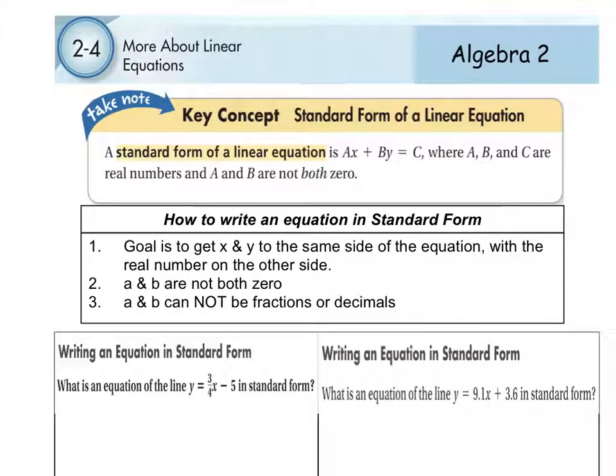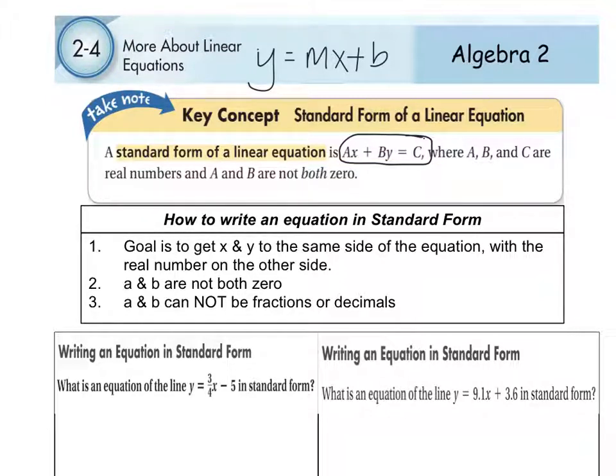Okay, section 2.4 in day 2, we're going to talk about getting an equation in standard form. Now, we talked about slope-intercept form before, which was y equals mx plus b, and this is a little bit different. Standard form is ax plus by equals c, where a, b, and c are real numbers, and a and b are not both 0. Okay, so a couple of different things that we look at.